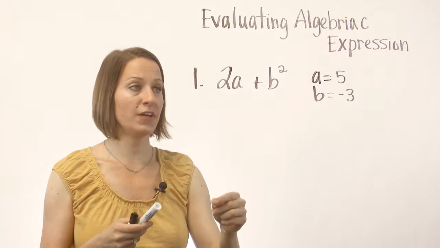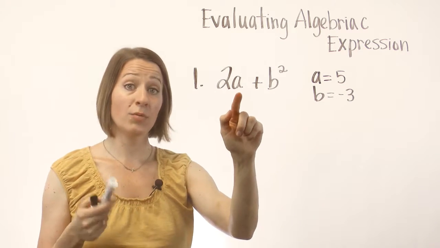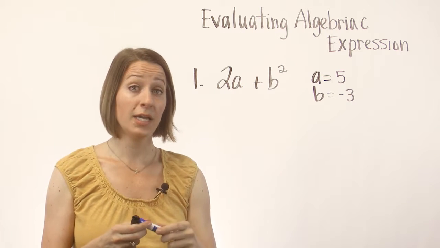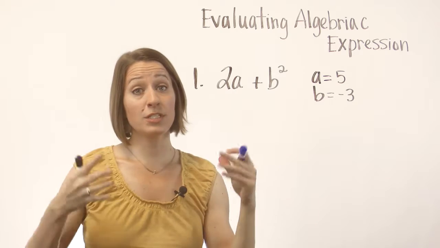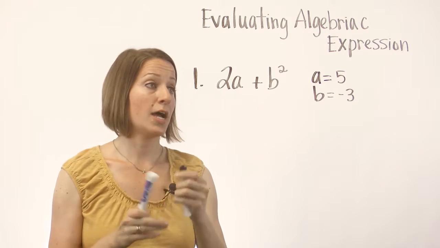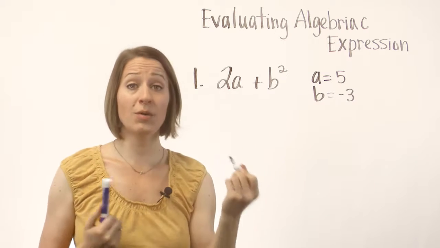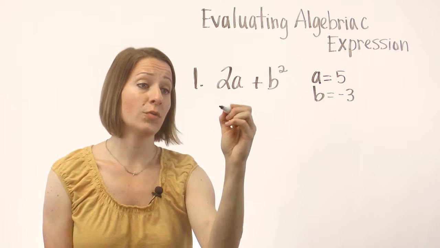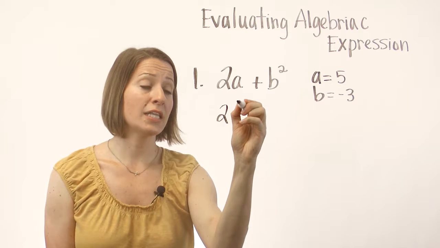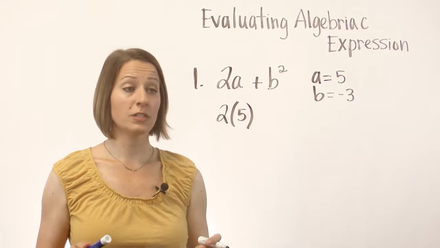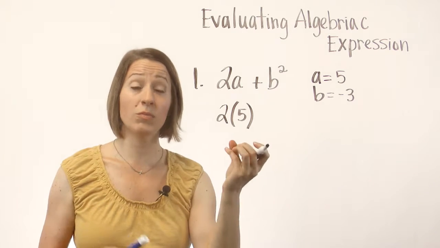We're going to take each of these values, and where you see an a, I want you to write a 5, and where you see a b, I want you to write a -3. And this is the kind of problem you need to bring your own parentheses to. So we're not just going to write a 2, 5, because that would look like 25. We're going to write a 2 and then draw parentheses around the 5. That represents that multiplication.